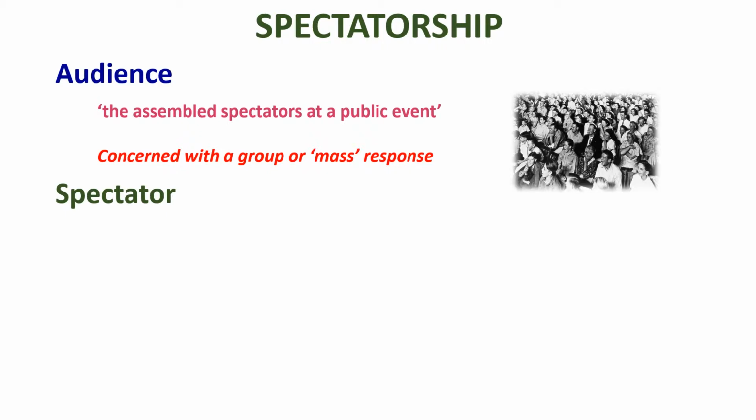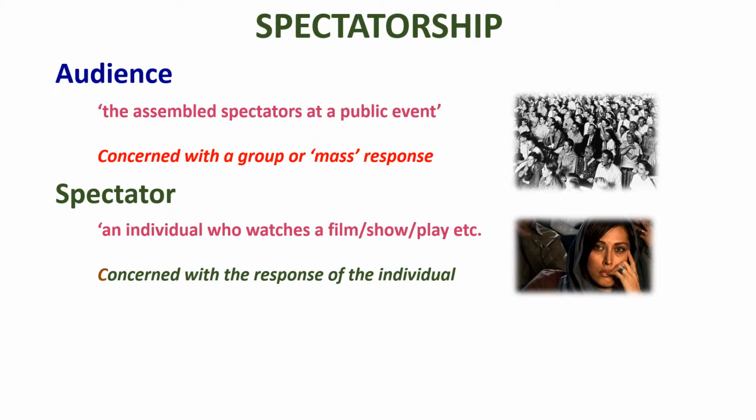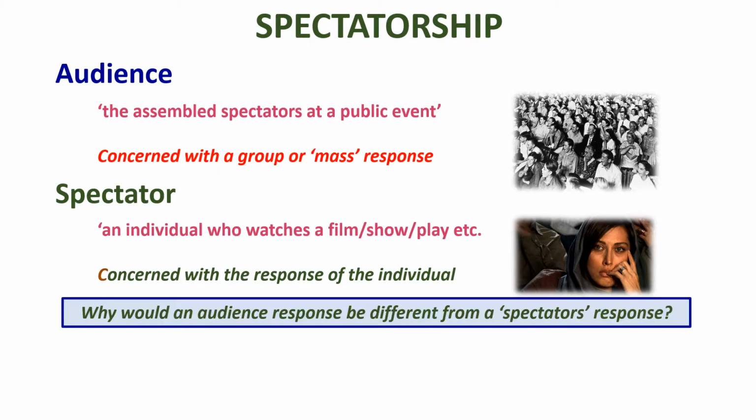Okay, so the audience, the assembled spectators at a public event, so basically it's a mass group, it's a mass response, where the spectator is the individual within the audience. So an audience will have a mass response, but the spectator has a much more individualized and much more focused response. And we're going to run through some of the factors that can create that now.